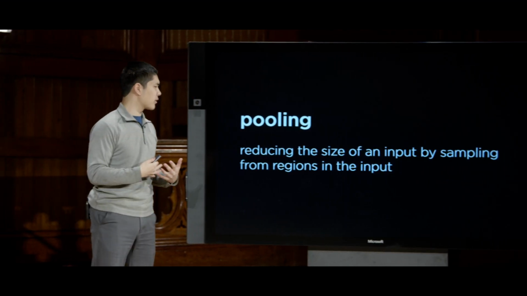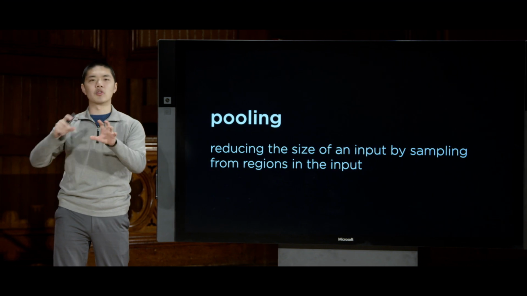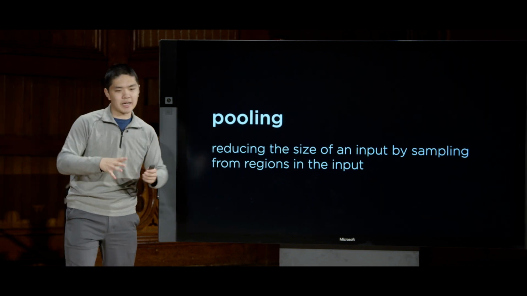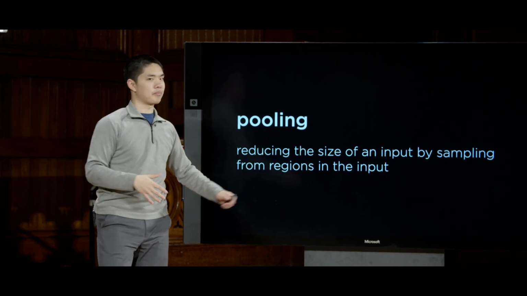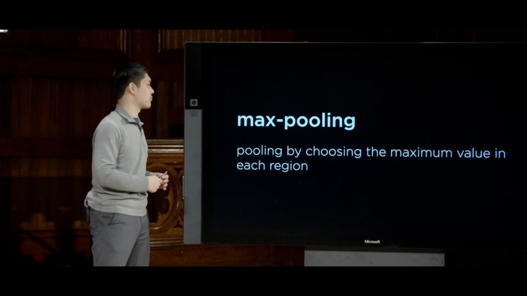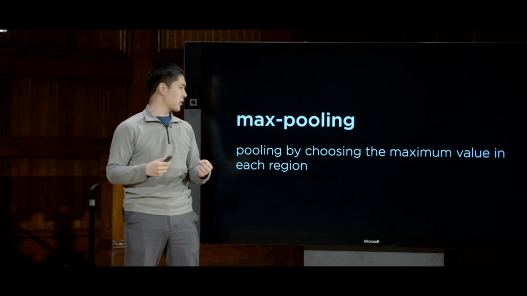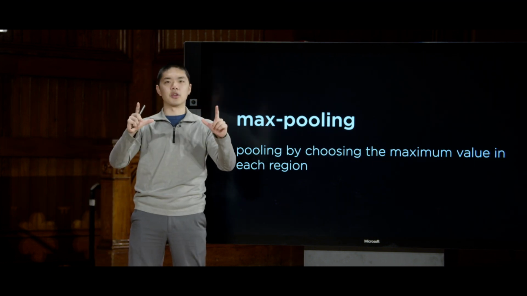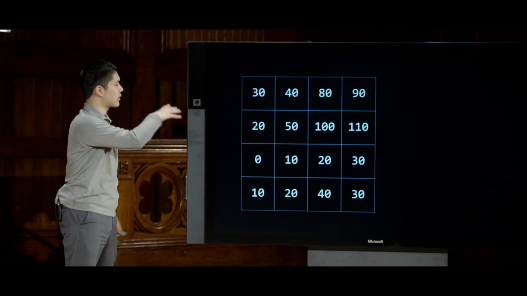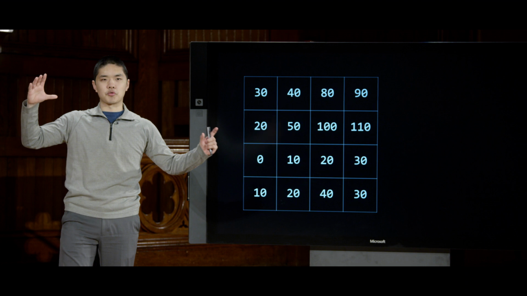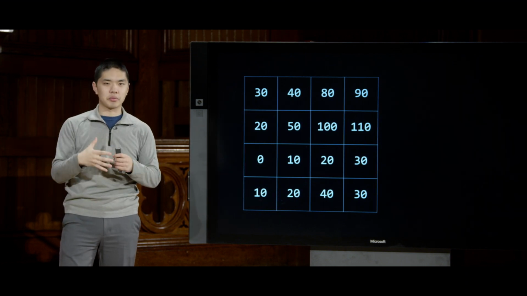What pooling means is reducing the size of an input by sampling from regions inside of the input. So we're going to take a big image and turn it into a smaller image by using pooling. In particular, one of the most popular types of pooling is called max pooling. What max pooling does is it pools just by choosing the maximum value in a particular region. So for example, let's imagine I had this 4x4 image, but I wanted to reduce its dimensions. I wanted to make it a smaller image so that I have fewer inputs to work with.